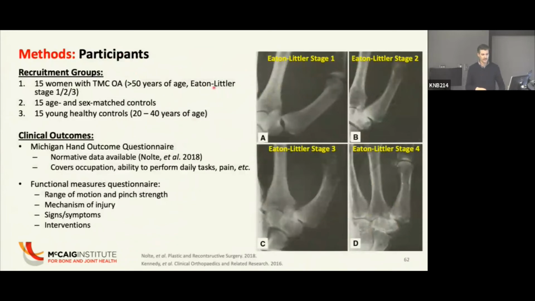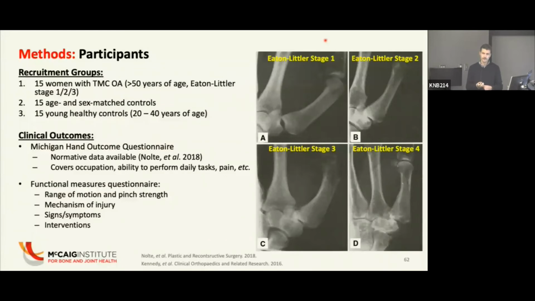In terms of the TMC joint, they use this Eaton-Littler classification here that looks at things like joint space narrowing, presence of osteophytes, sclerosis, things like that, and different sizes of the osteophytes, different amounts of joint space narrowing. So we would say Eaton-Littler stage 1 and 2 would be more the early stage where you may not have symptoms. And even in some of the earlier work I've shown here, in that pilot study we had some age and sex matched controls which were supposed to be healthy, but if we looked at their scans, there's clear radiographic evidence that there might be osteoarthritis there.